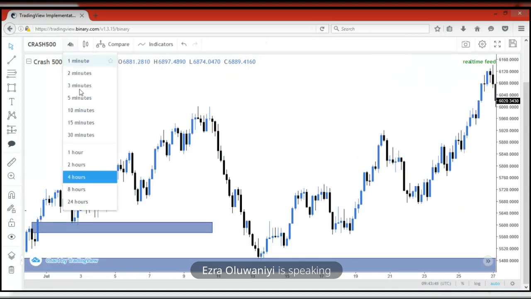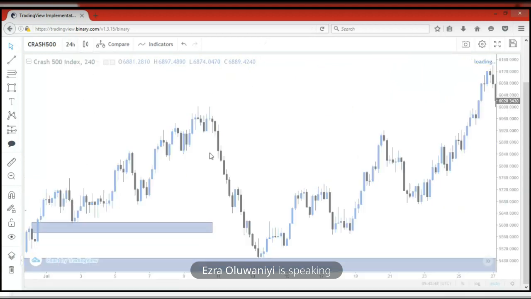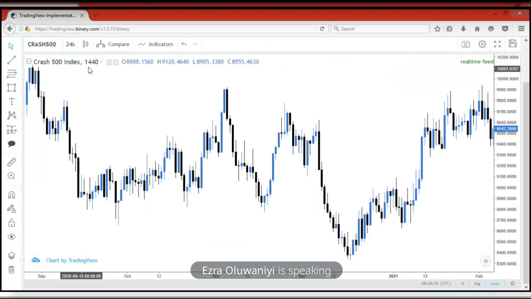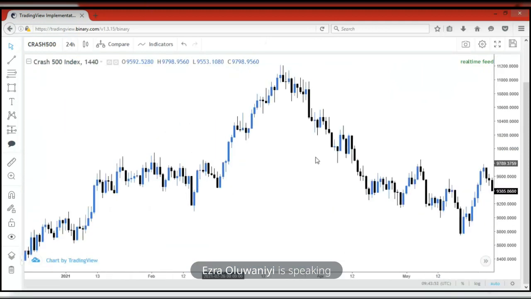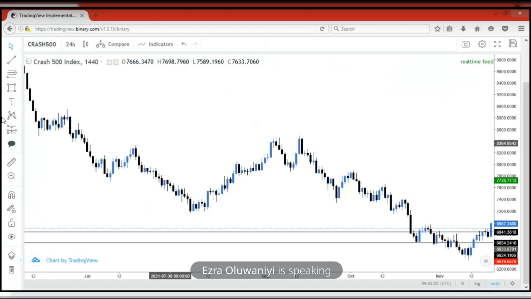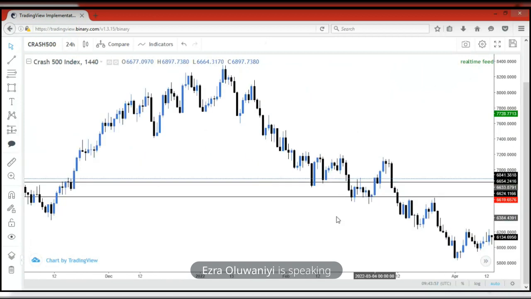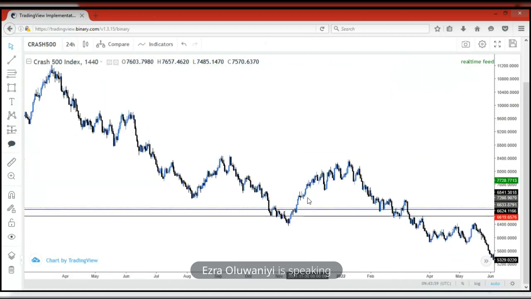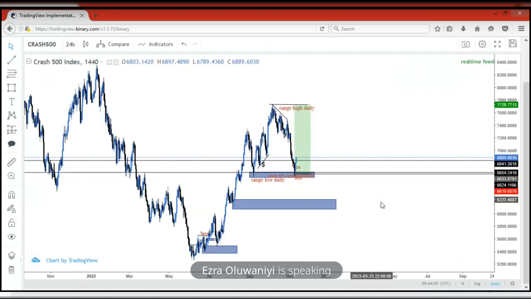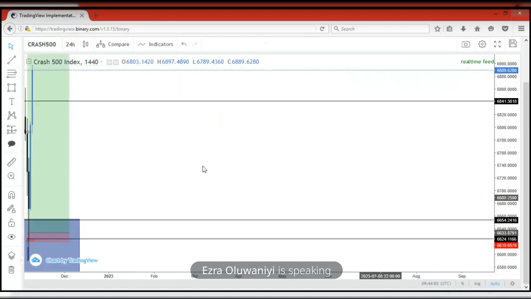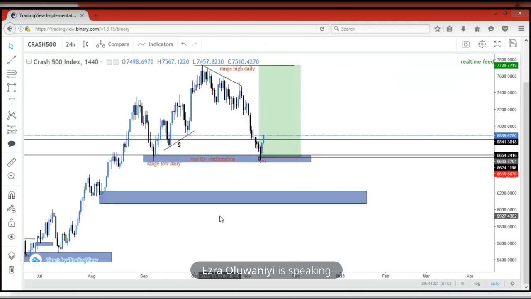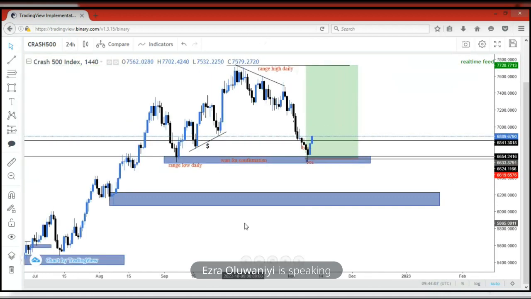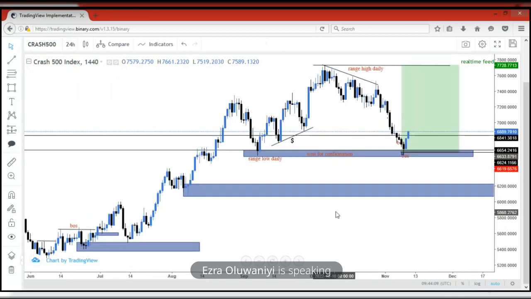Now, I don't want to do much of stock. I just want you to be able to mark your demand zone and make sure that your zones are always marked on higher time frame. Try as much as possible to mark from higher time frame. Mark your zones on higher time frame. It's better and more valid. I just said that it's better and more reliable. Anyway, let me say more reliable.